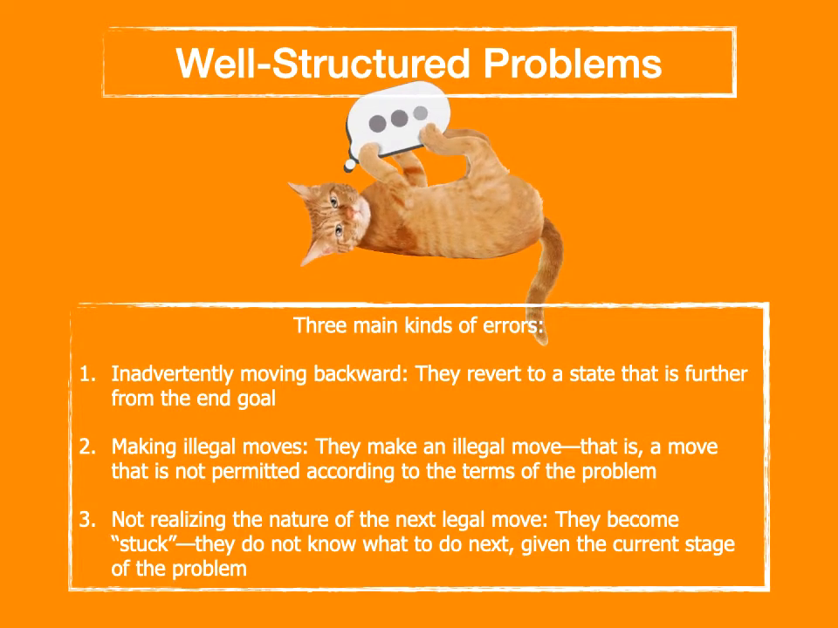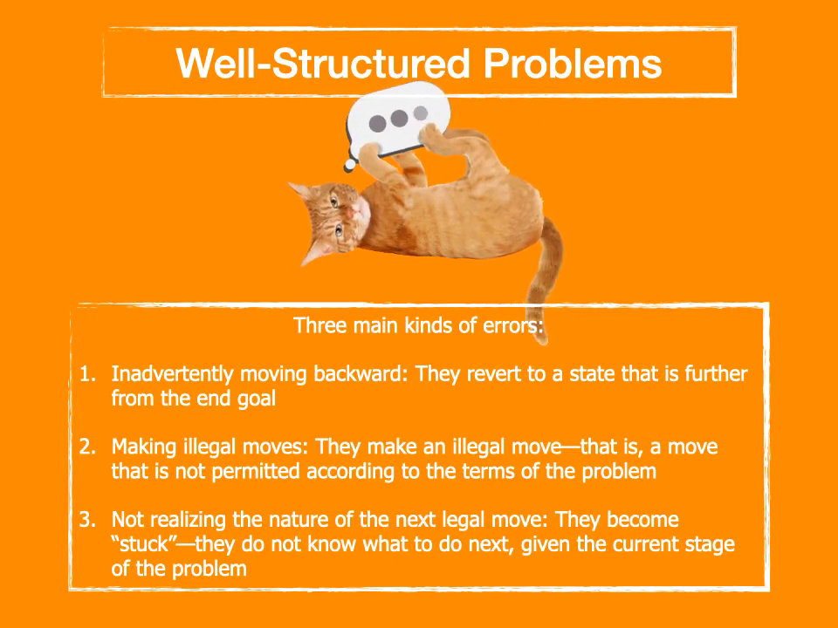Okay, now basing on the problem earlier and other well-structured problems, what could be the 3 kinds of errors that one may meet in solving a well-structured problem? The first error that we mostly make in solving a well-structured problem is inadvertently moving backward. That is, we try to revert to a state that is further from the end goal. When we move backward, it could actually lead us further from the goal state, which in that activity was to transfer all of the orcs and hobbits to the other side of the river bank.